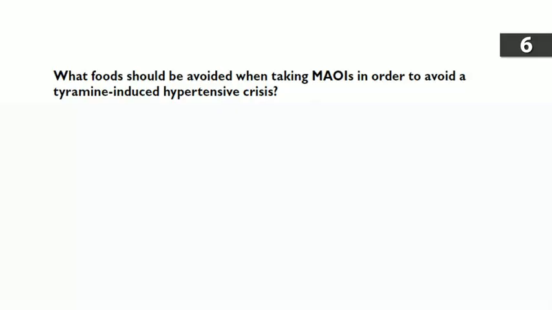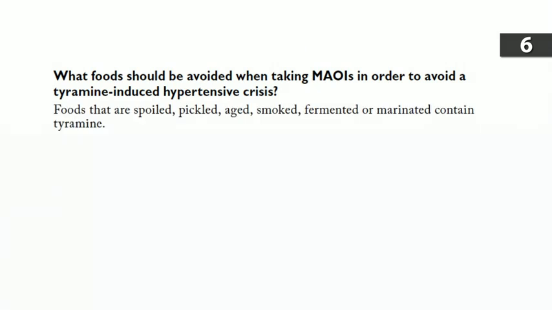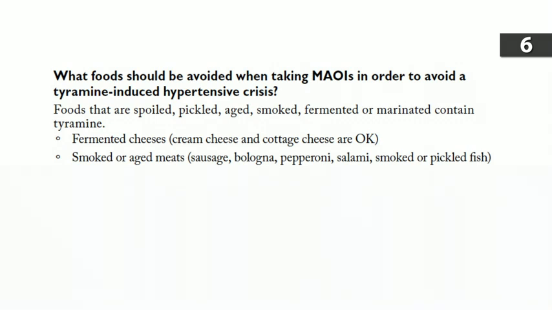So there's a question in your study guide. What food should be avoided when taking MAOIs to avoid a tyramine-induced hypertensive crisis? Well, we talked about tyramine as a trigger for migraines, so this is the same list, just a little more detailed here. The classic ones are foods that are spoiled, pickled, aged, fermented, or marinated, so processed foods. So look at this list. Fermented cheeses, hard cheeses. Soft cheeses like cottage cheese or cream cheese are okay, so we're talking about hard fermented cheeses. Smoked meats or aged meats, sausage, pepperoni, that kind of thing.